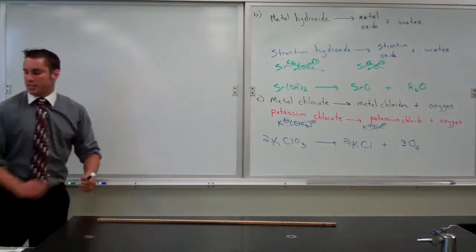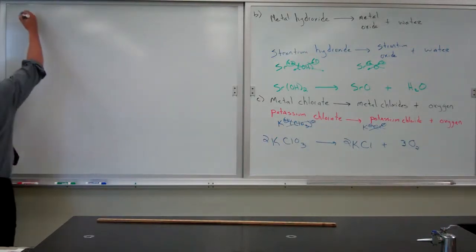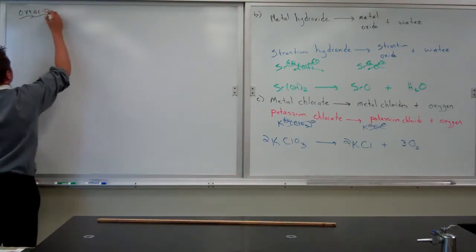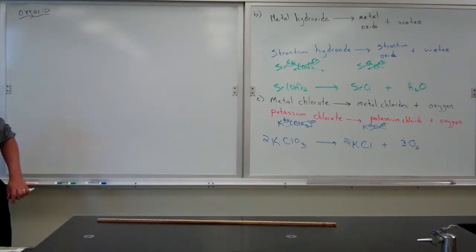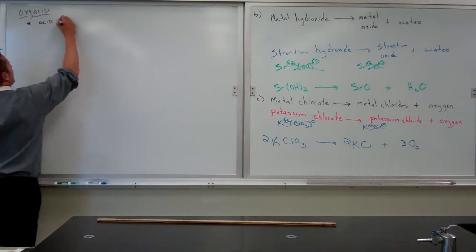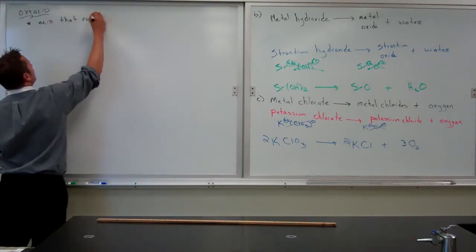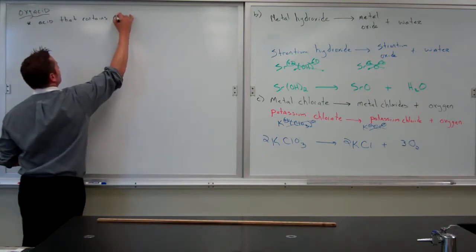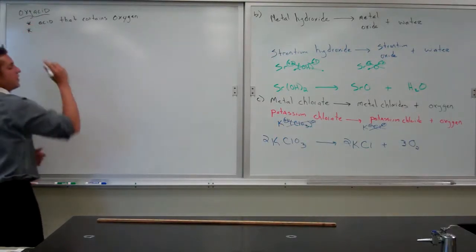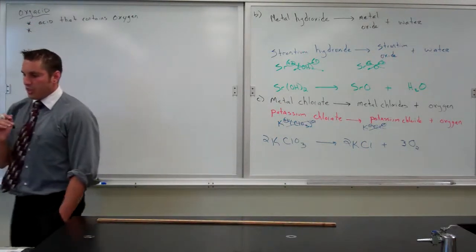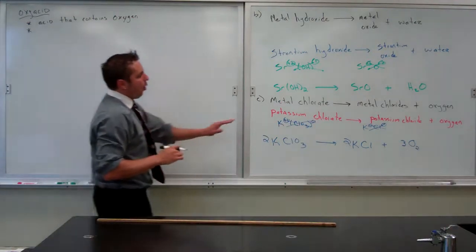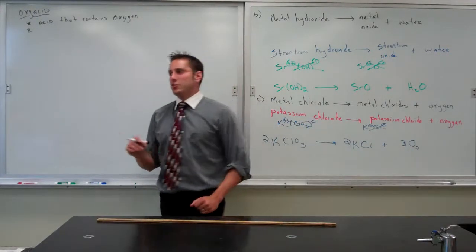Fourth type of decomposition reaction, right, is called the decomposition of an oxy acid. Now, an oxy acid, just so you know, is an acid that contains oxygen. And the second special thing that you'll have to know about oxy acids is these are the only ones where you have to do the formula first and then do the name.